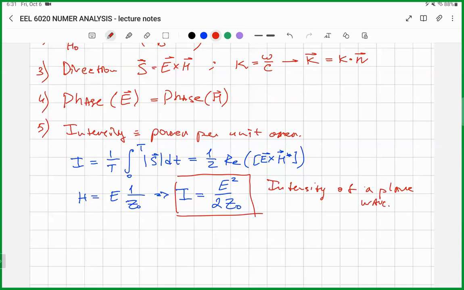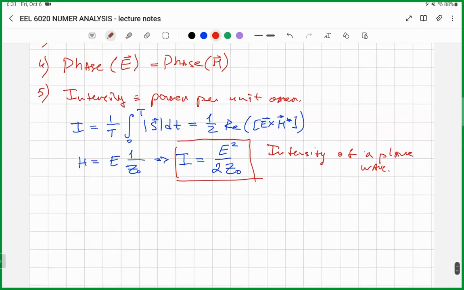Like, for example, if in the lab you have a laser, you can measure the intensity of the laser. And after measuring the laser intensity, you can, for example, calculate the electric field of the laser field. And the electric field then can be used for many things.